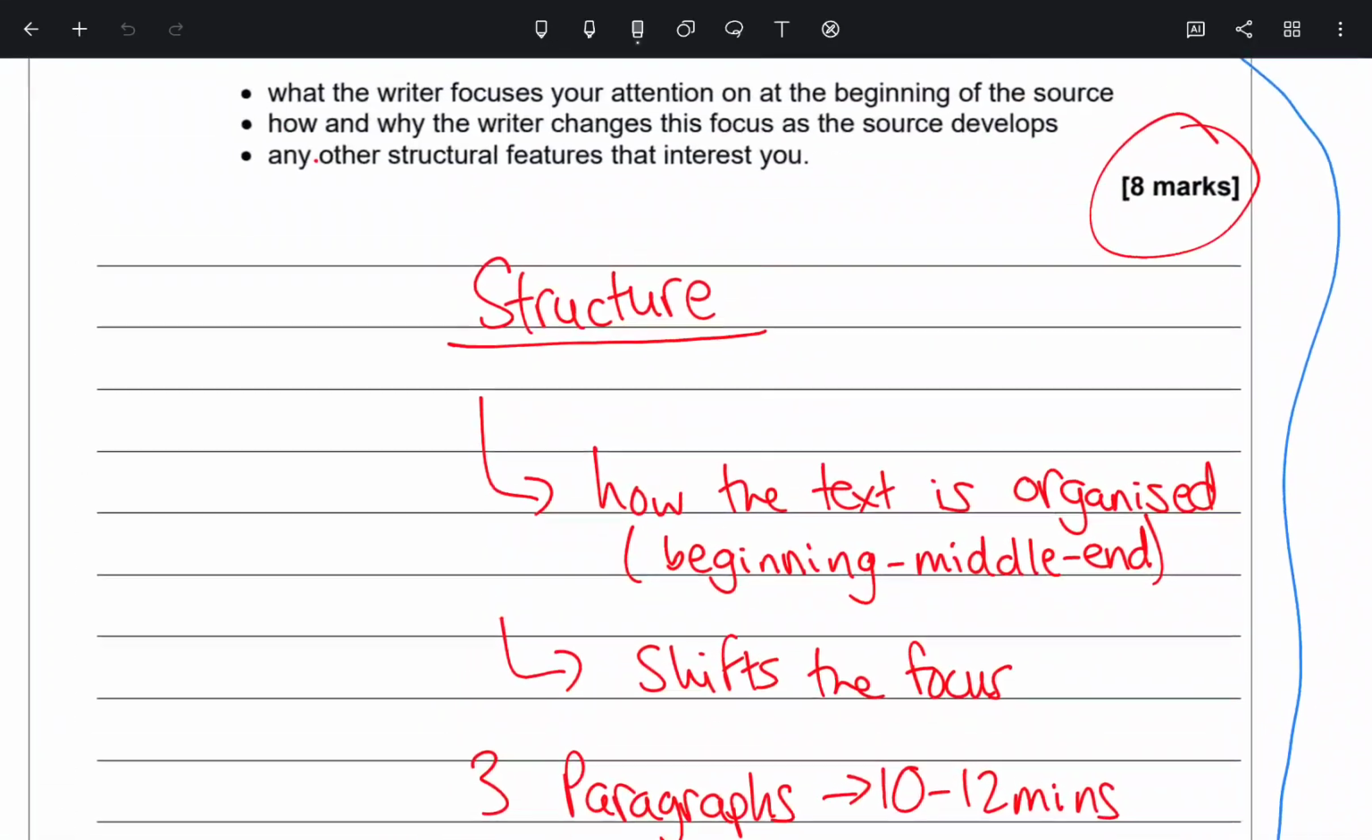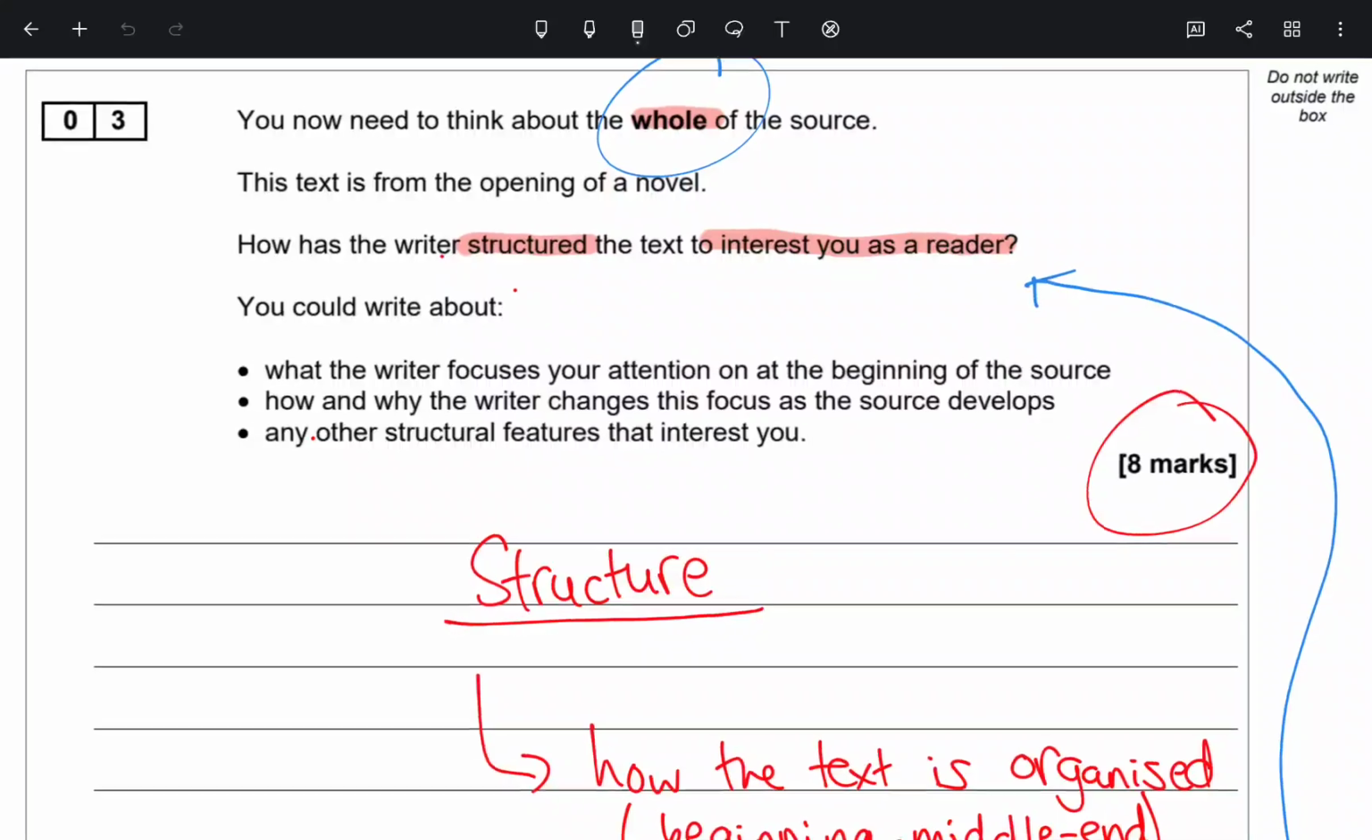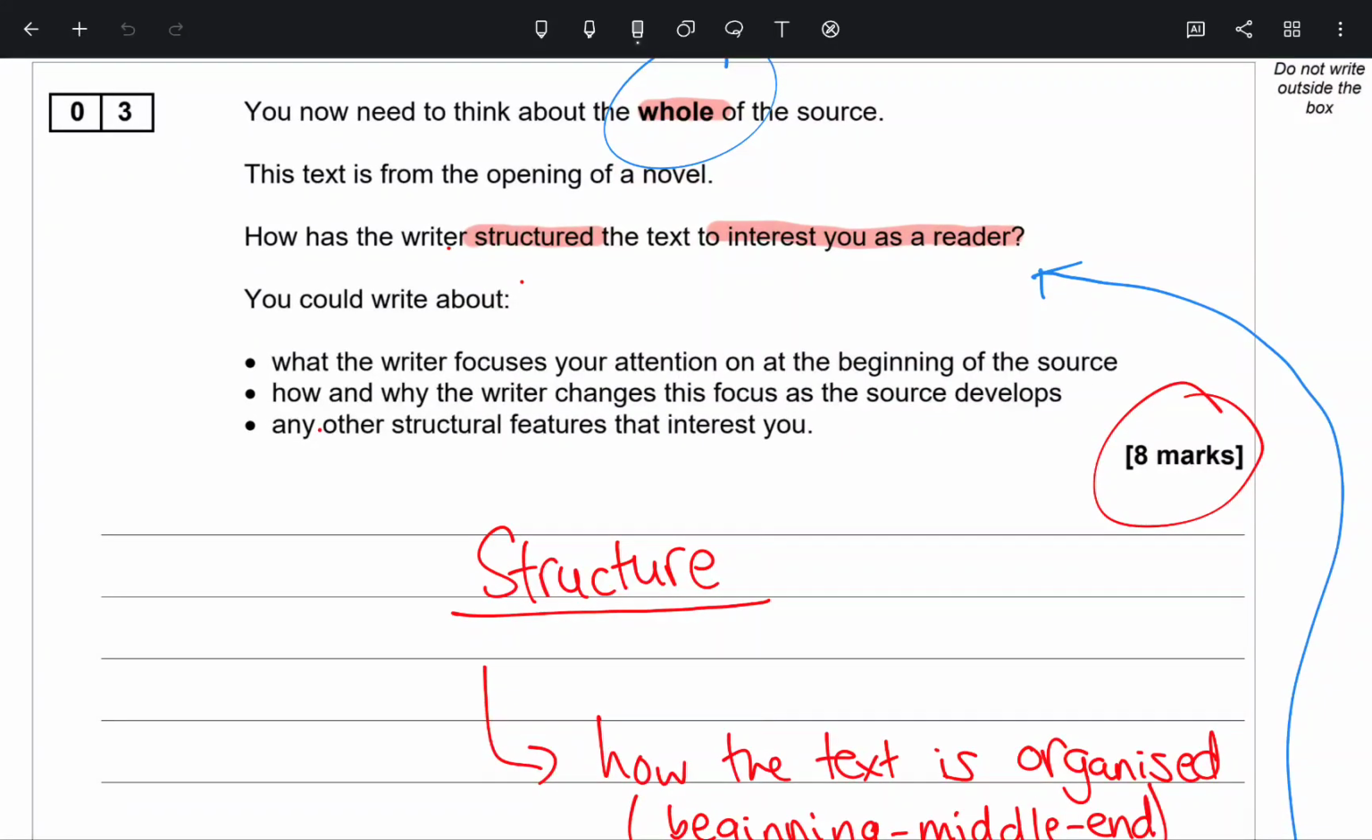Now, the good news is this question will be the exact same in your GCSEs for paper 1, so literally be copied and pasted. So that's your question 3.